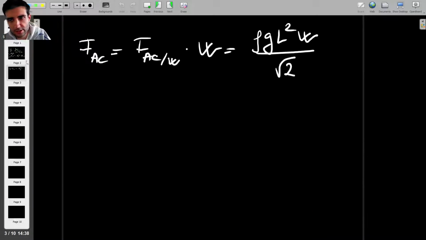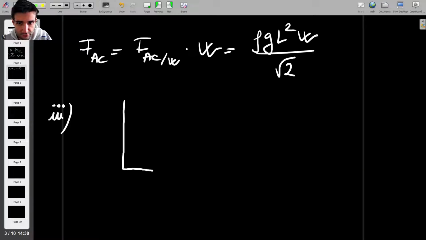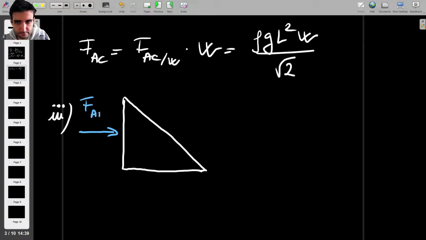Okay, so let's try to find the forces acting on each side of the prism. This is our prism, and the first thing to do is find the force acting on this side, which is AB. We can apply the same principle as before, which is we look at the pressure distribution. We have 0 pressure at the top, and then the pressure linearly increases all the way to the bottom, where we have rho G times L, like this.